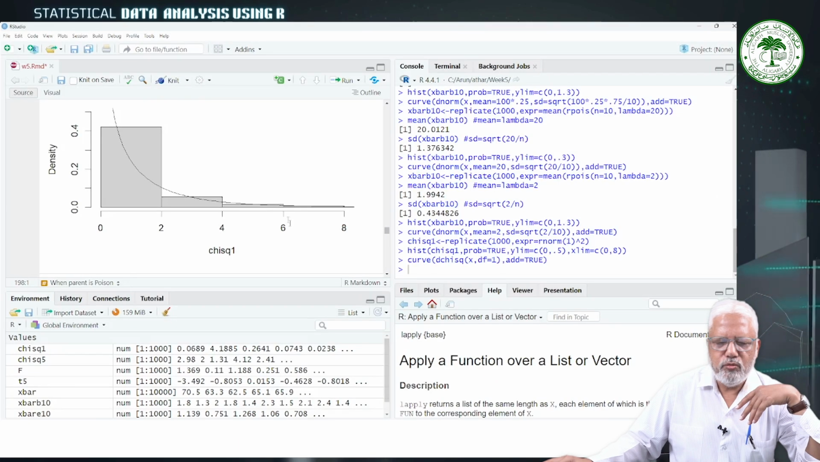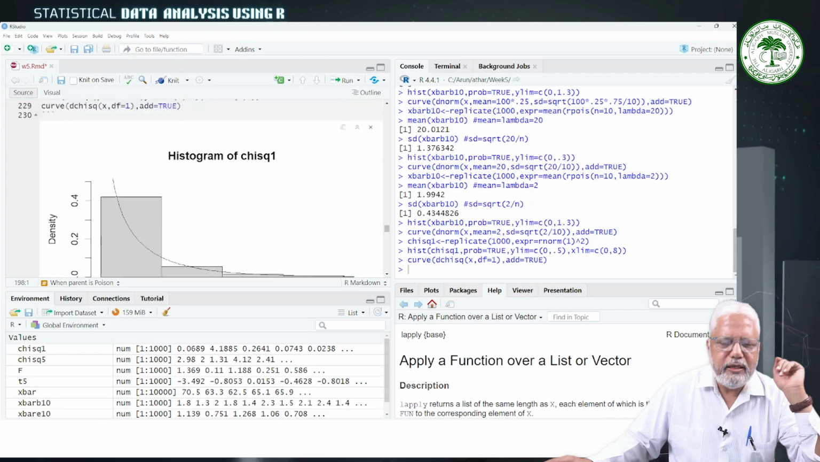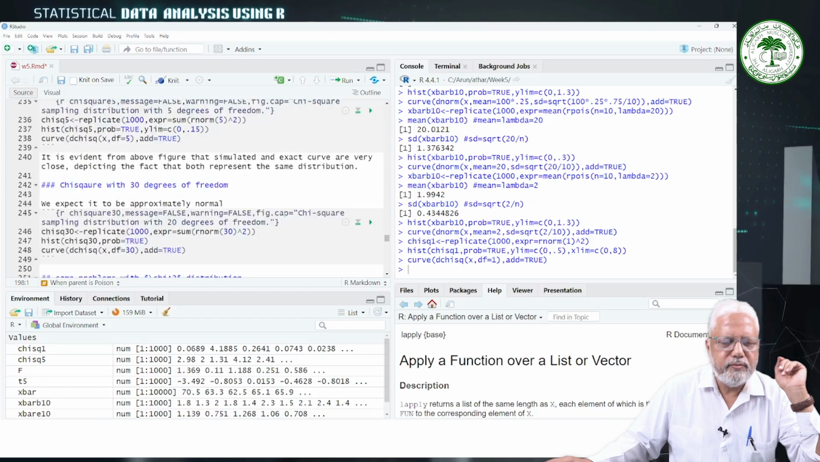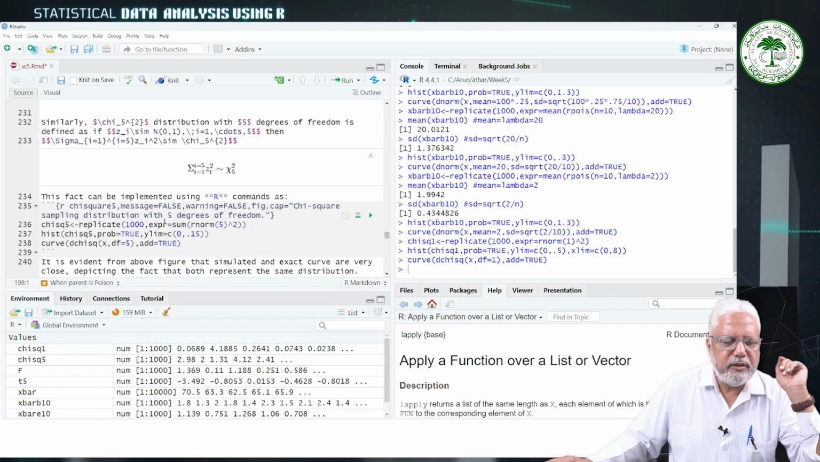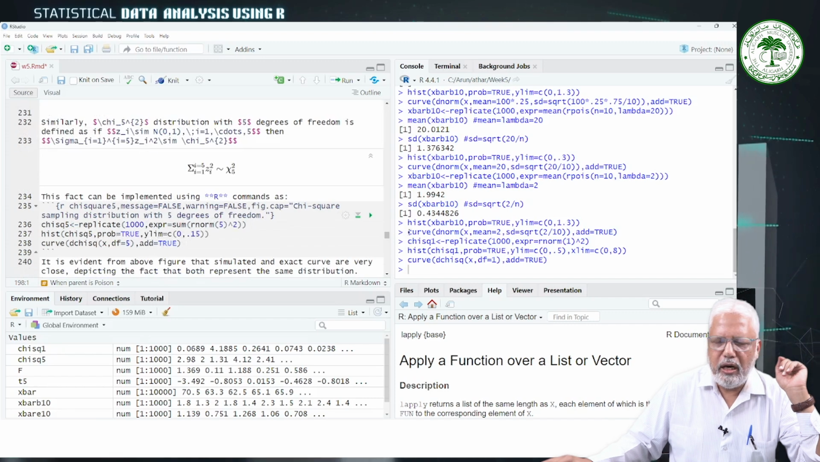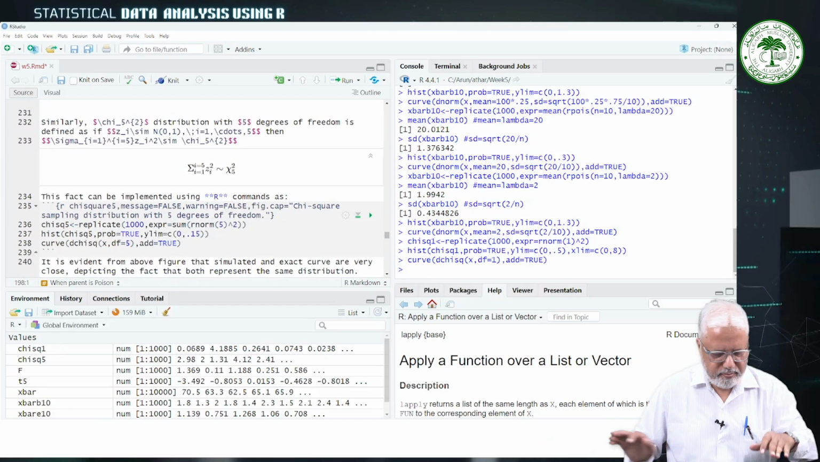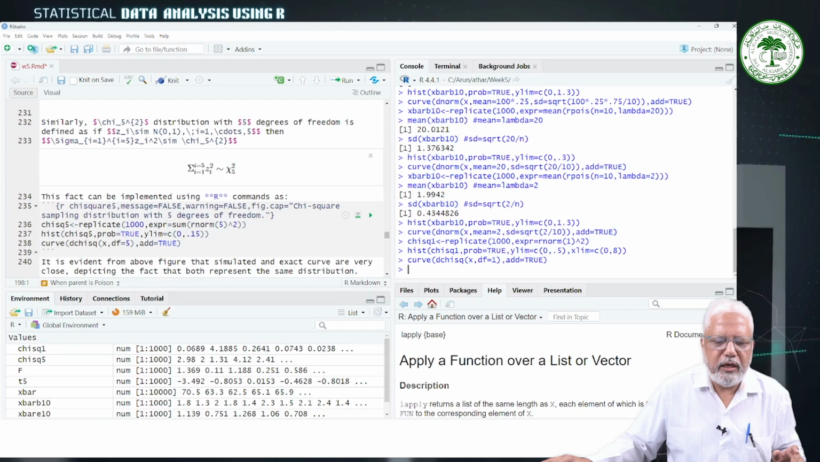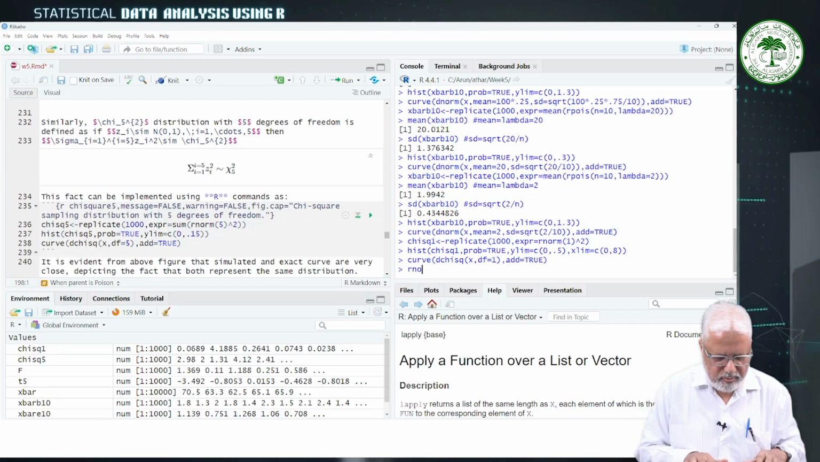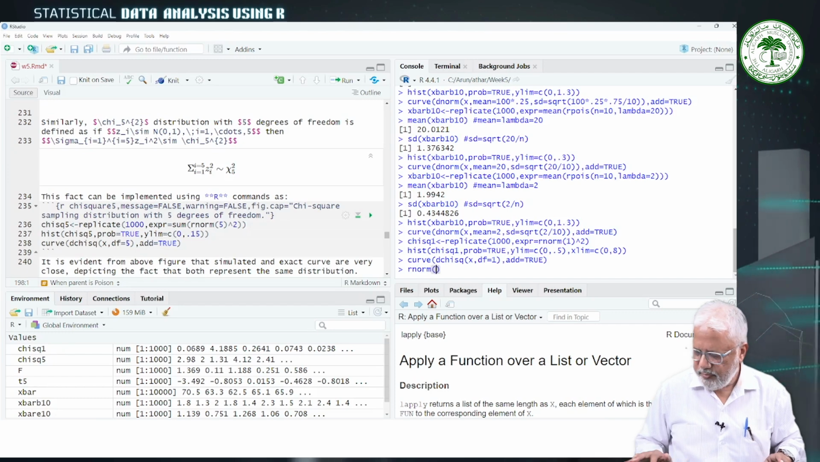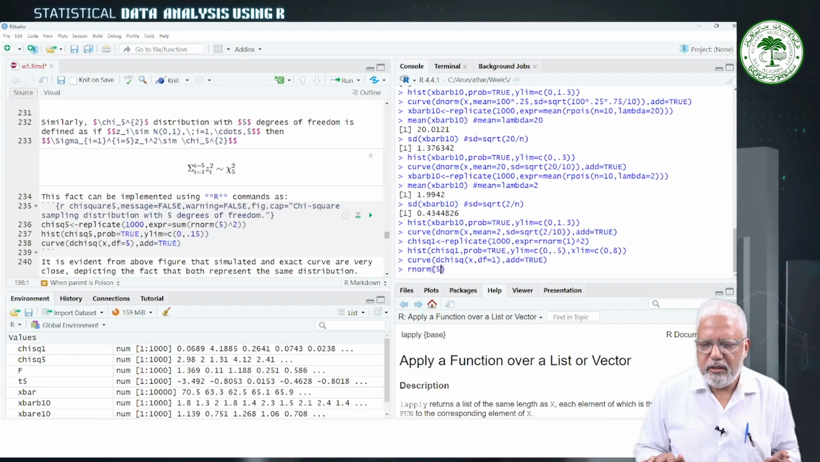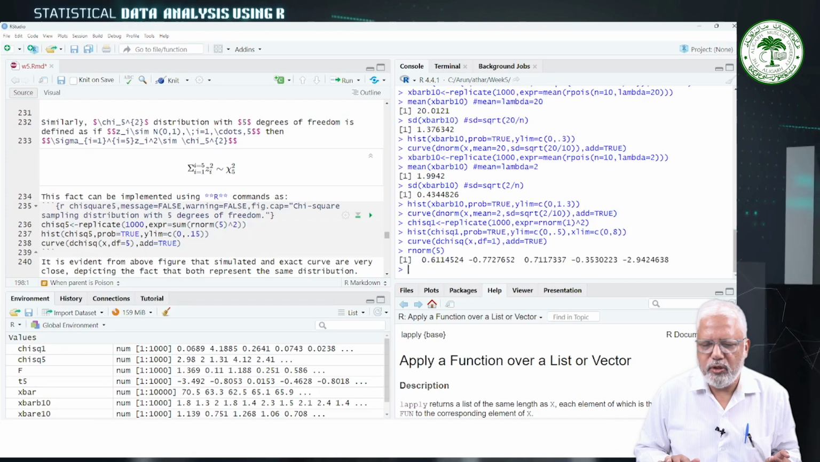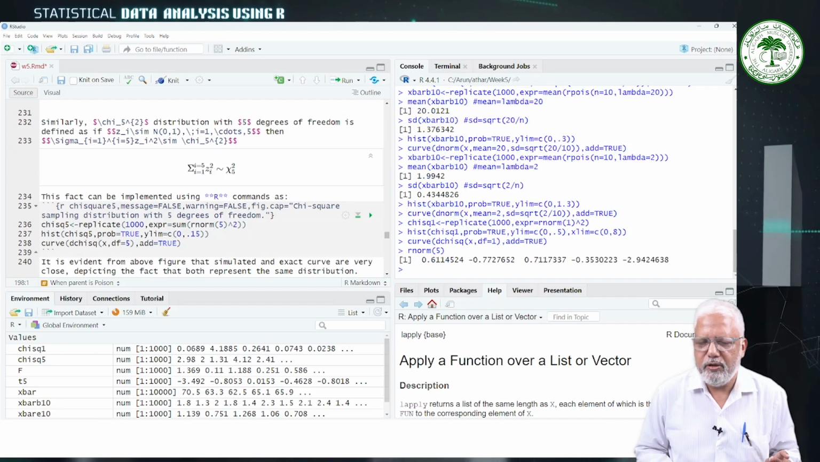And if I go here, I can show you the command sum(rnorm(5)). I am trying to explain this command. rnorm(5) will generate 5 observations from normal 0, 1. So these are the 5 observations from normal 0, 1.